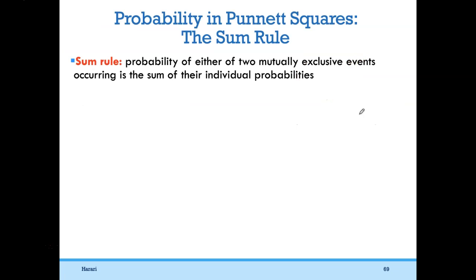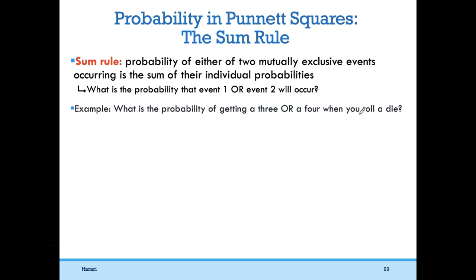The other rule is called the sum rule, and that says that the probability of either of 2 mutually exclusive events occurring is the sum of their individual probabilities. This is a fancy way of saying, what is the probability that either event 1 or event 2 will occur? Right? What is the chance of this happening or that happening? This is called the OR rule. Instead of the AND rule, right, the product rule was the AND rule. What is the chance of getting this and that? You multiply. Product AND rule. The sum rule is the OR rule. Right? What is the probability of this or that?